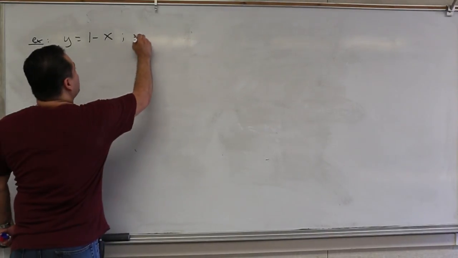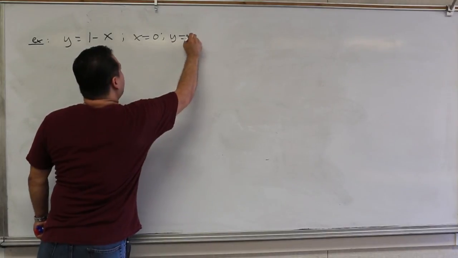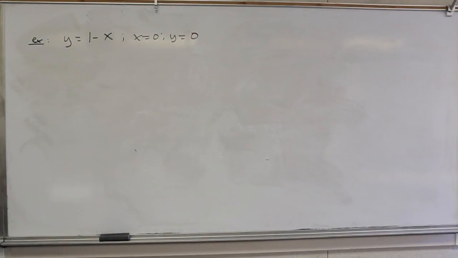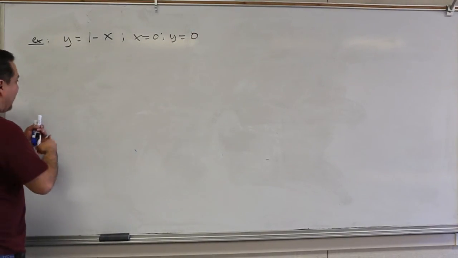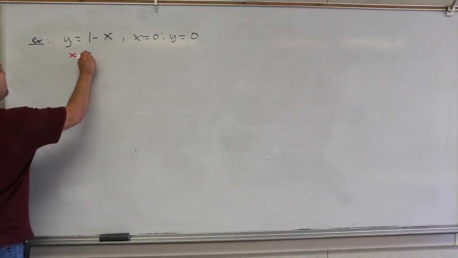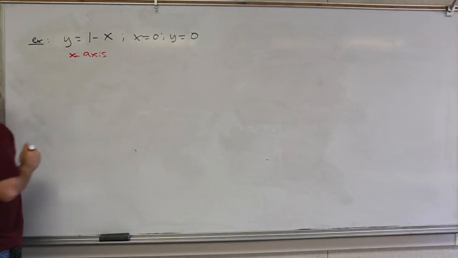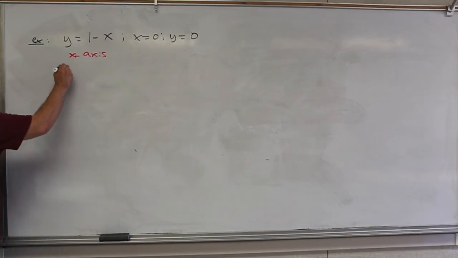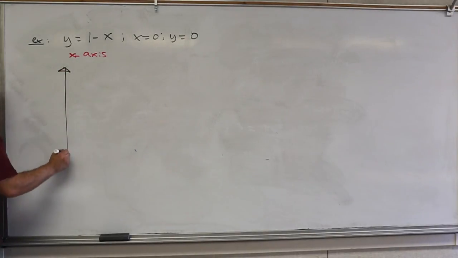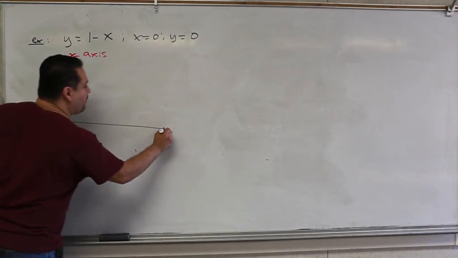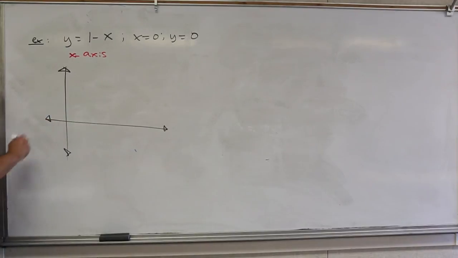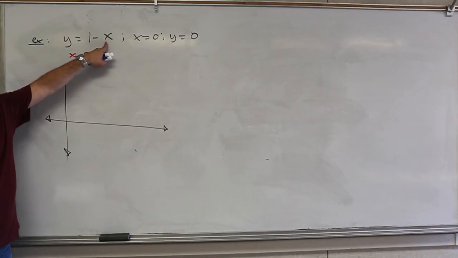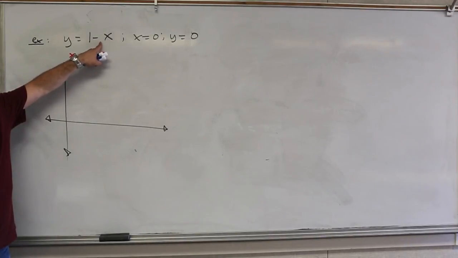All right, so you got x is 0, y is 0, and we're going to rotate this about the x-axis, okay? So this is our axis of rotation. This stuff is really simple, and it's not too bad. Okay, so let's go with this here. Remember, we have to get a good look at the region we're trying to describe. If y is 1 minus x, we've got to know what that curve looks like. Anybody know what that looks like?